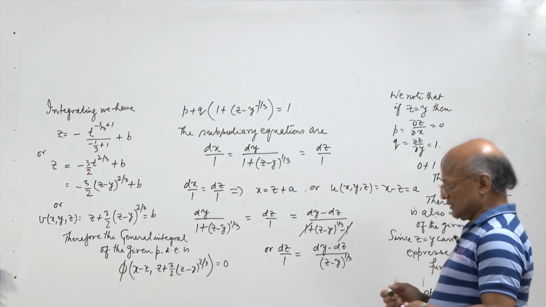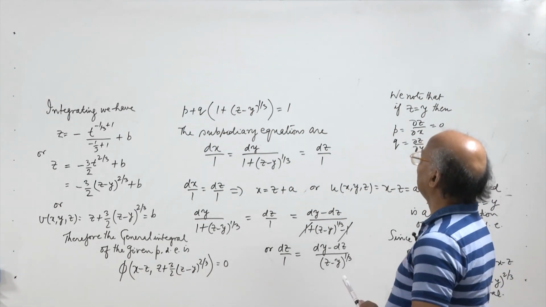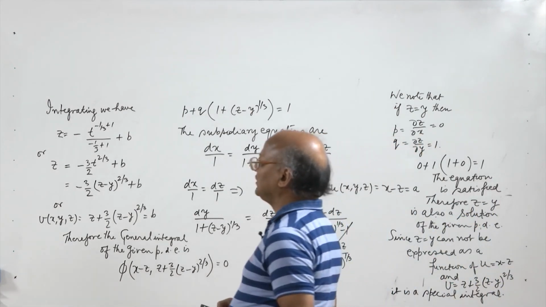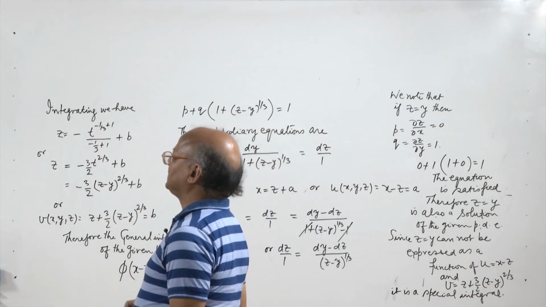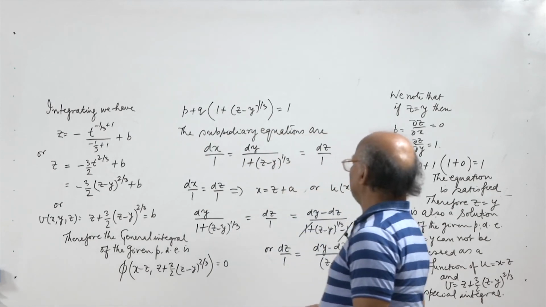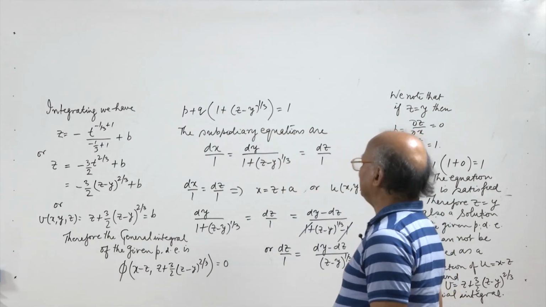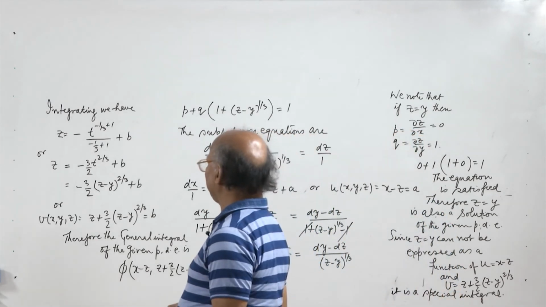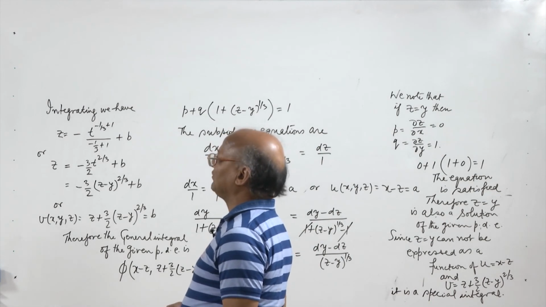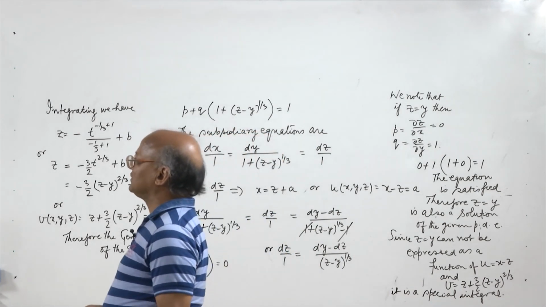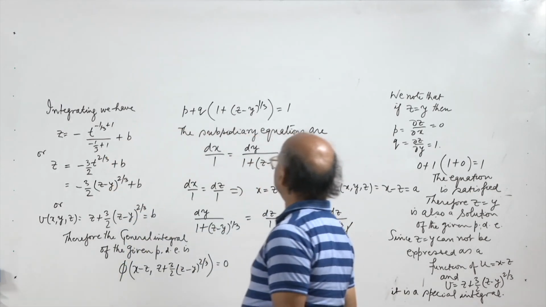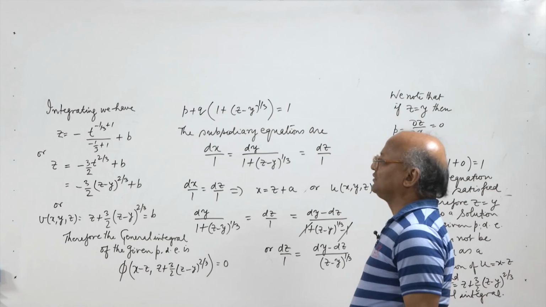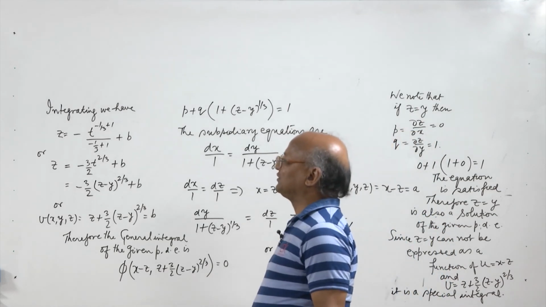So thus in some particular cases of partial differential equations we observe that there exists a solution which cannot be expressed as a function of the independent functions u and v. Otherwise, in almost all cases the general integral which is obtained from the subsidiary equations includes all the solutions of the given partial differential equation.